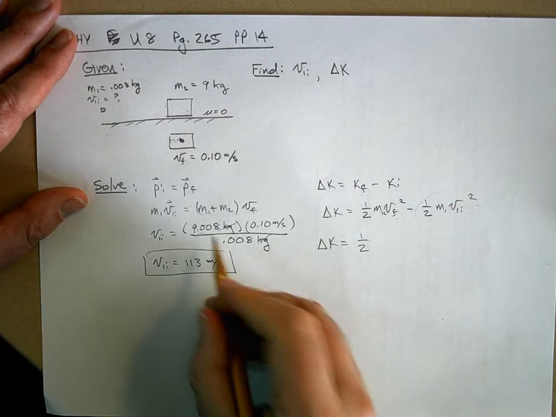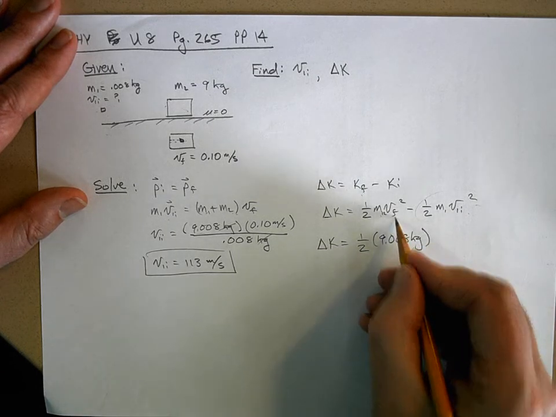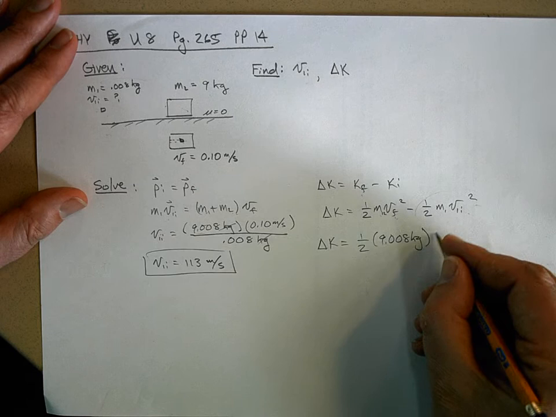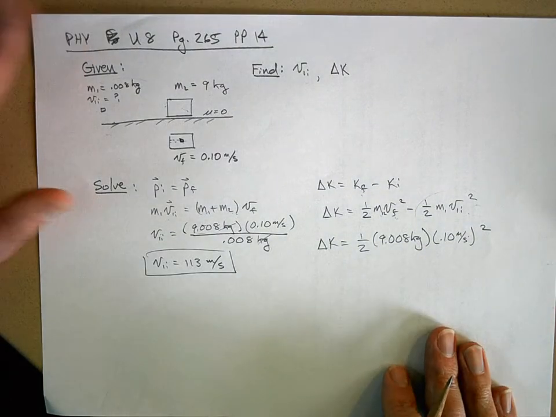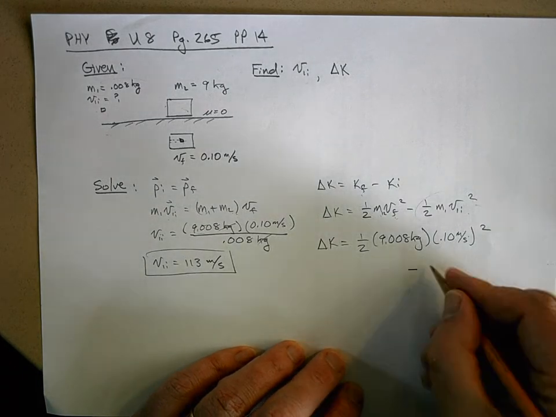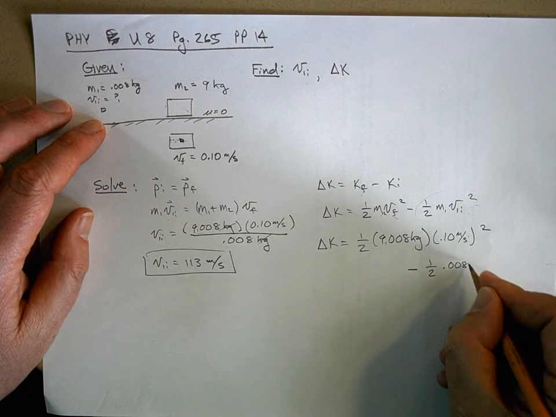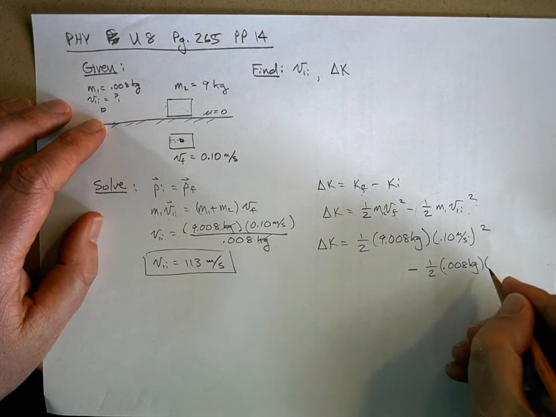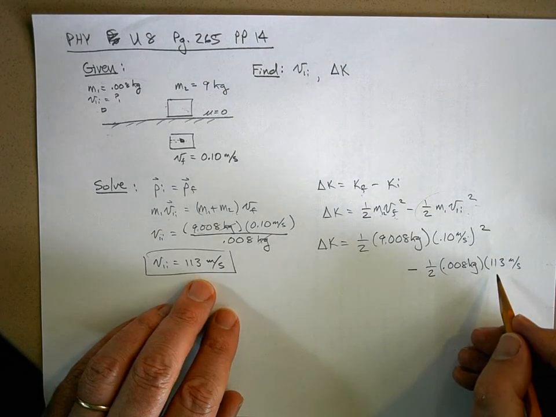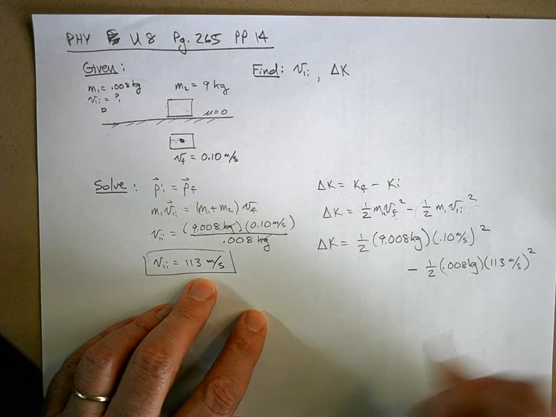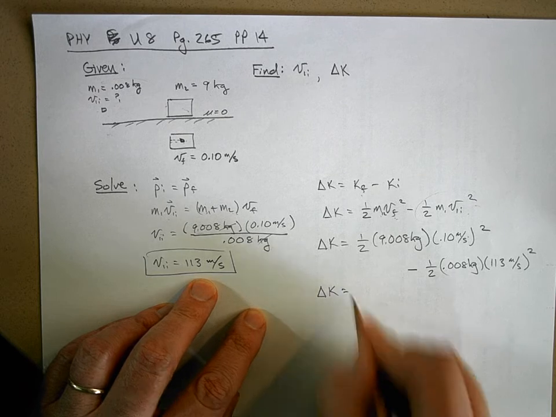So I say, all right, what's my final kinetic energy? 1/2, let's combine the masses. 9.008 kilograms once again. And what's the final velocity? It was given to be 0.10 meters per second. We're going to square that. Minus 1/2 M1. Now, M1 is really tiny. But look at its velocity. And its velocity is big, really big. And we're going to square it, making it hugely big. And that's pretty big.